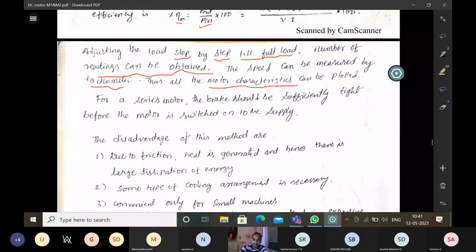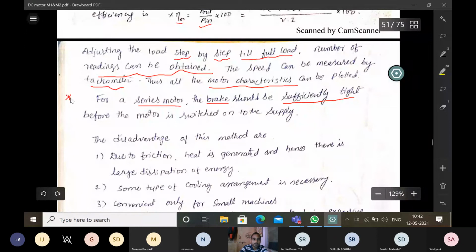Okay, because it has a high starting torque and speed, it should not start without load. So this is a very important concept. A series motor should always start with some load. So the brake should be sufficiently tight. It means braking is tight means the load is applied very much. Okay, so this is one important point in the series motor.